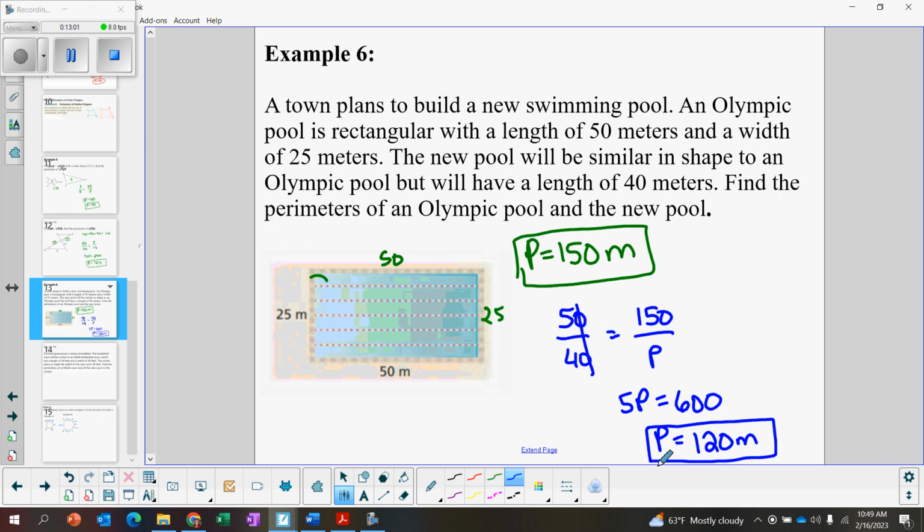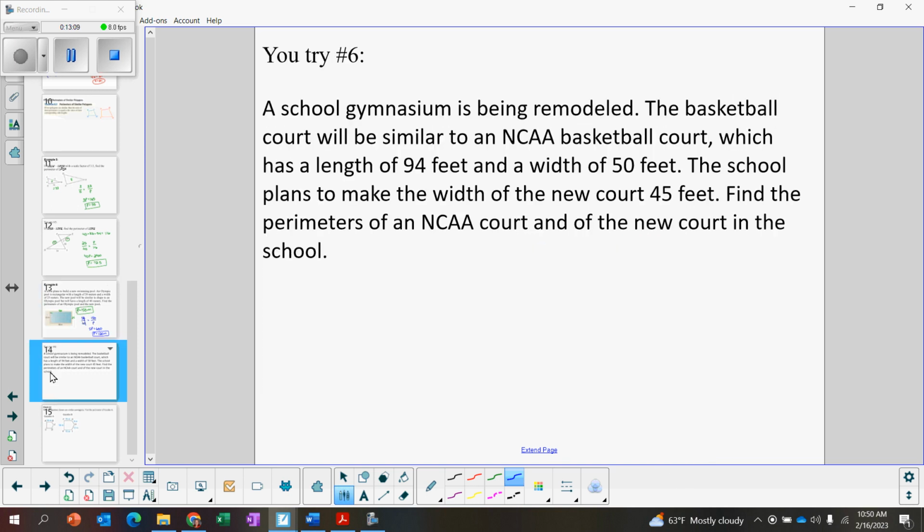All right, so we're able to find that without actually having to find the new values for the new pool. So you're going to try the next one. Same idea. We are creating a new basketball court similar to an NCAA basketball court, which originally has a length of 94 feet and a width of 50 feet. Our new court is going to have a length of 45 feet. Find the perimeters of both. Pause. When you're ready to see the answer, hit play.